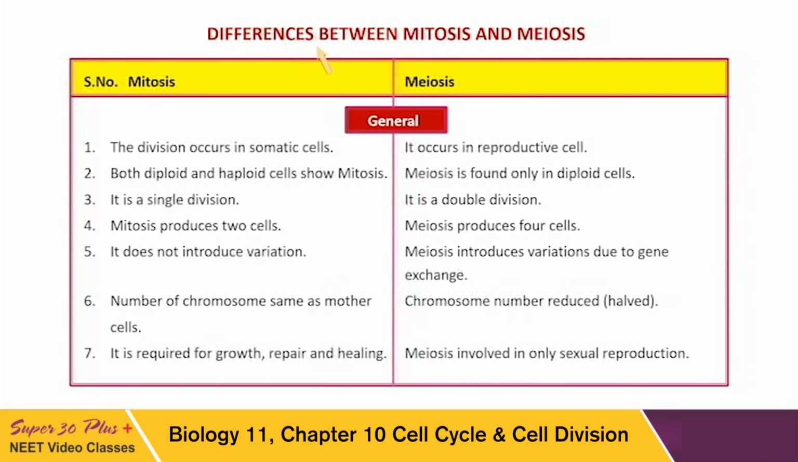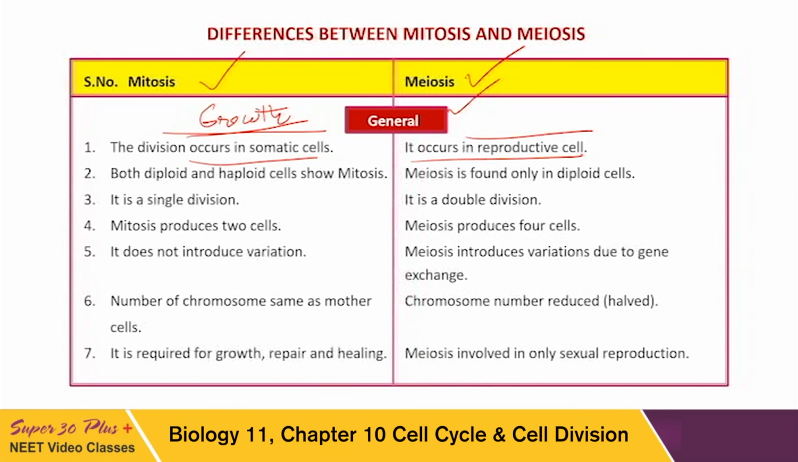Now children, we have to differentiate. You have seen the detail of mitosis and meiosis. We have to differentiate mitosis and meiosis. Some general points we can discuss. Mitosis is found in somatic cells, known as somatic division, also known as growth division, because of mitosis the number of cells increases. Meiosis is found in reproductive cells, known as reproductive division.